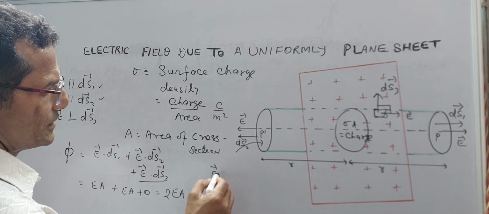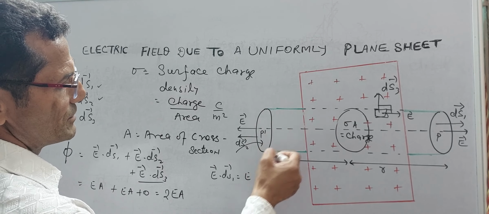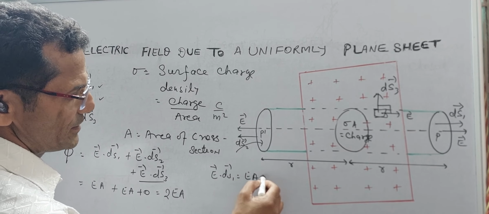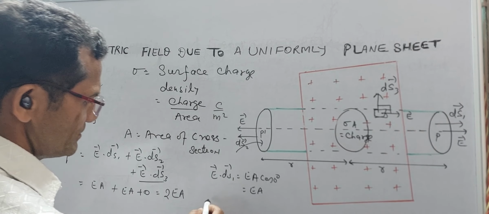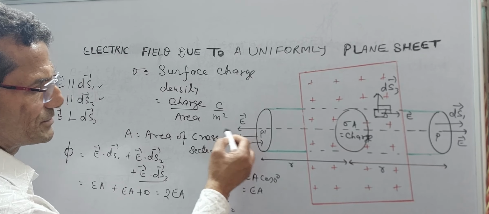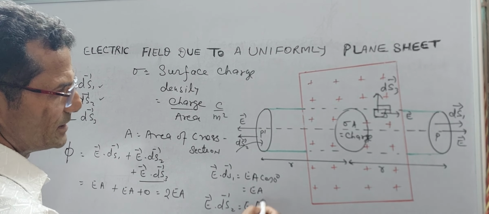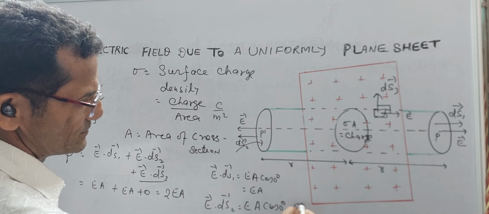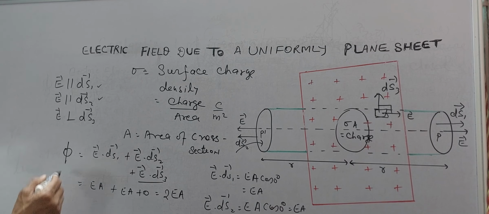Therefore, E dot ds1 is equal to E times the area of ds1, E times A cos 0 degree. Cos 0 degree has the value 1. Similarly, for E dot ds2, the electric field is along this and ds2 is along this, so the angle between them is 0 degree. Therefore it will be E times the area A, cos 0 degree. Now it comes out E times A. Now this is our total electric flux.